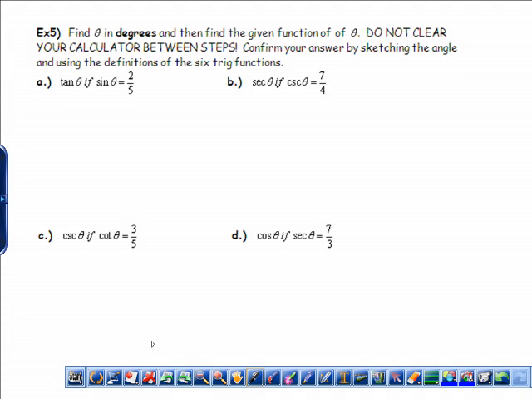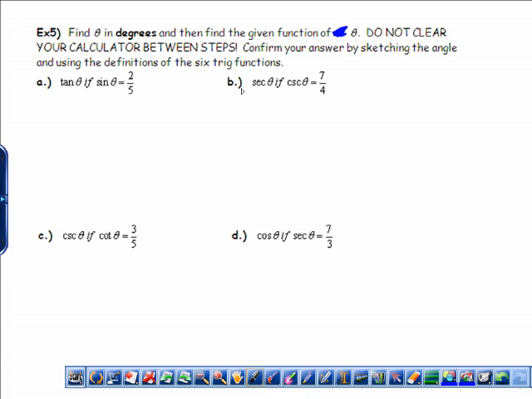Okay, this last part, or really there's two more examples here, but the last part is actually using what we now know about our calculator to go through and answer other types of problems. So in example 5, it's saying to find theta in degrees and then find the given function of theta. And if you notice, there's a couple of "of"s there. Do not clear your calculator between steps.